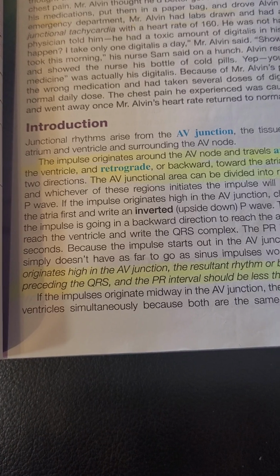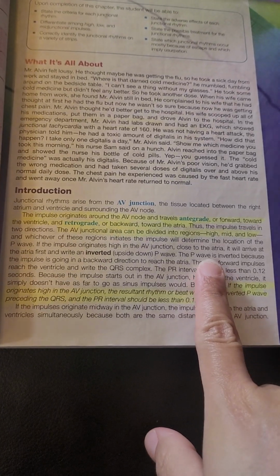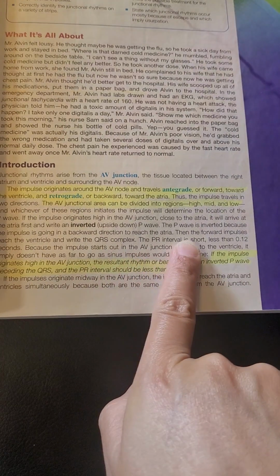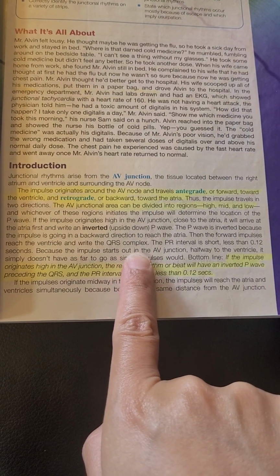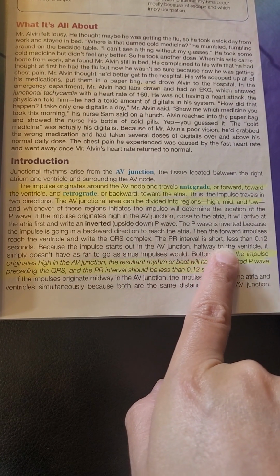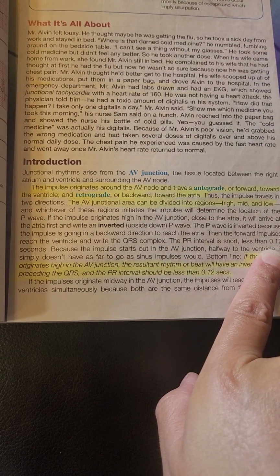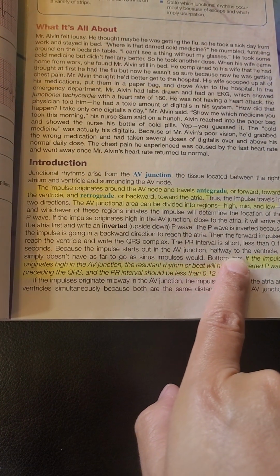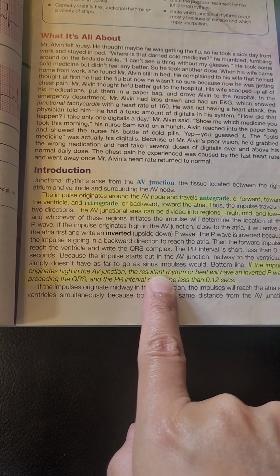The P wave is inverted because the impulse is going in a backward direction to reach the atria. Then the forward impulses reach the ventricle and write the QRS complex. The PR interval is going to be shorter, less than 0.12 seconds, because the impulse starts out in the AV junction halfway to the ventricle, so it simply doesn't have as far to go as the sinus impulses would.